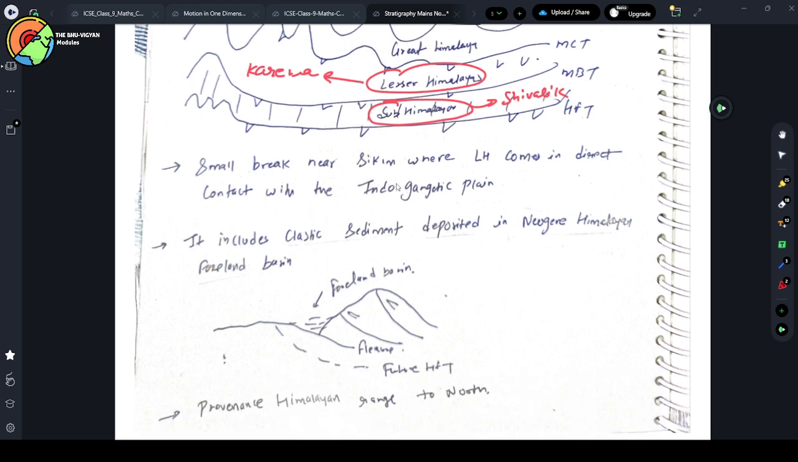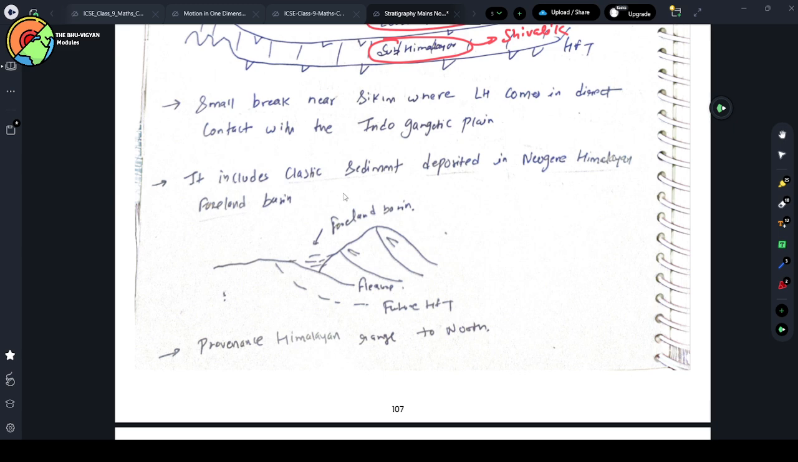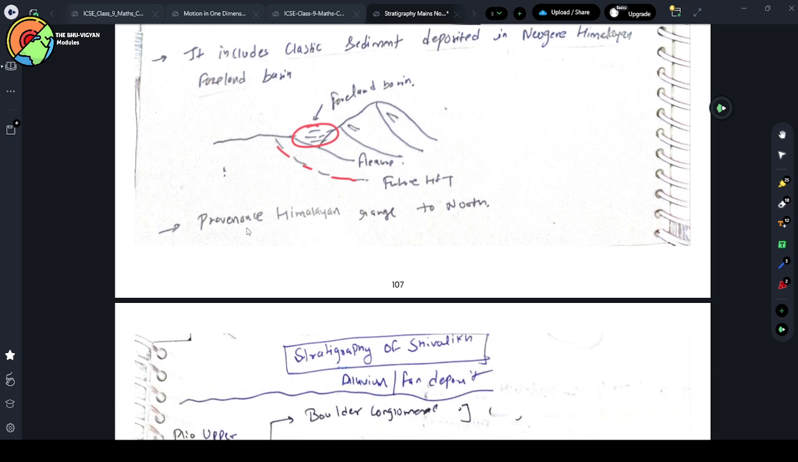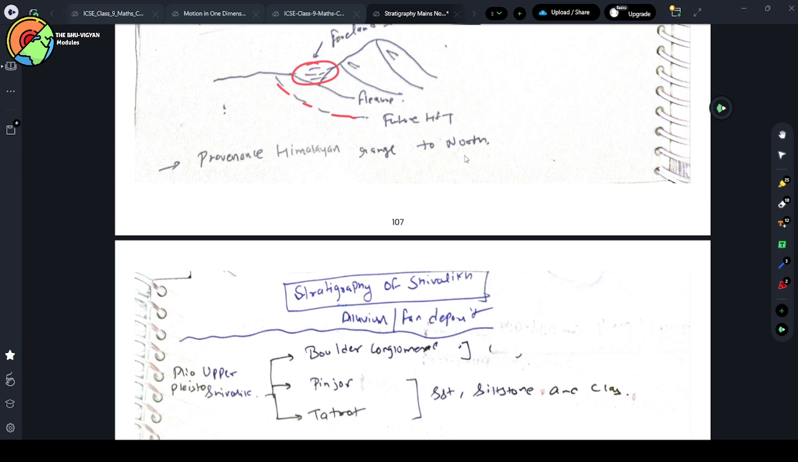Now small breaks near Sikkim we see in this formation, where your lesser Himalayas come in direct contact with the Indo-Gangetic plain. Now it includes clastic sediment deposit in Neogene Himalayan foreland basin. So here Indo-Gangetic deposits are there, and here the future HFT, which is Himalayan frontal thrust, is getting developed. Now provenance is Himalayan range to north.